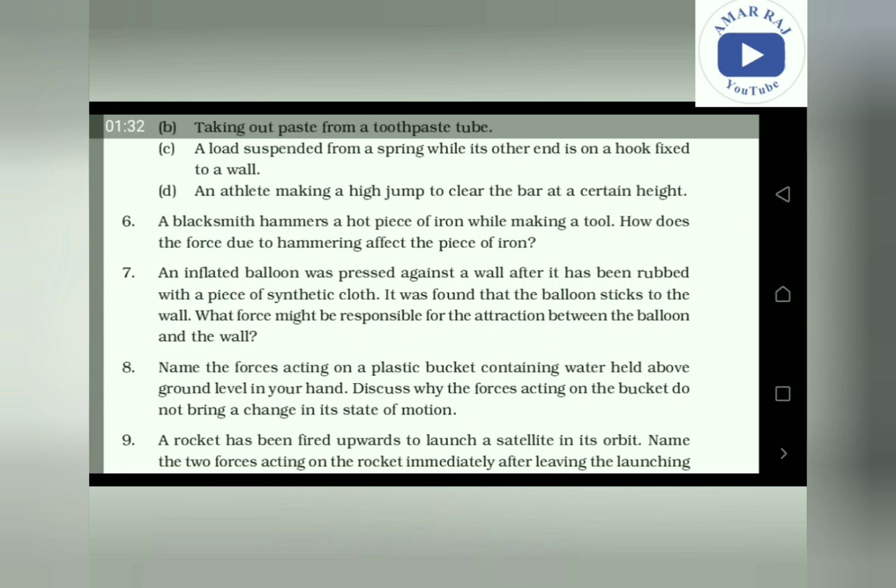From your early classes, you have studied that when a plastic object, or here a rubber balloon, is rubbed with synthetic cloth, it becomes charged. And a charged object exerts electrostatic force. The force exerted by a charged object is called electrostatic force. So here the force responsible for attraction between the balloon and the wall is electrostatic force due to the charged balloon. Next, question number 8.